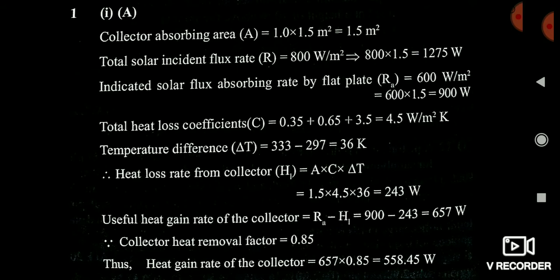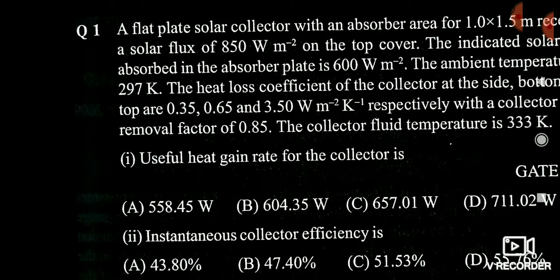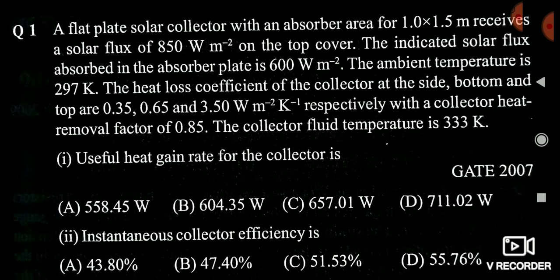So heat loss per unit area per unit temperature difference is given. You should multiply the temperature difference and the area with the heat loss, then you get 243 watt. 243 watt is our heat loss from the collector. Now friends, you can see that useful heat gain is asked in the first part.